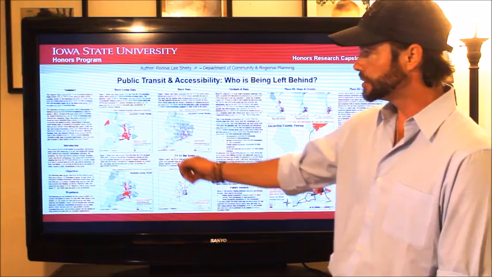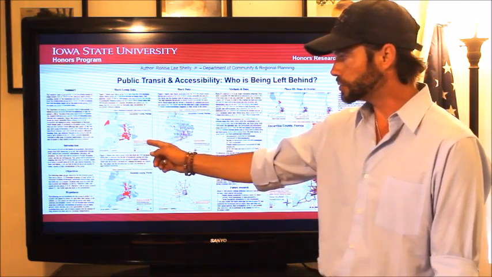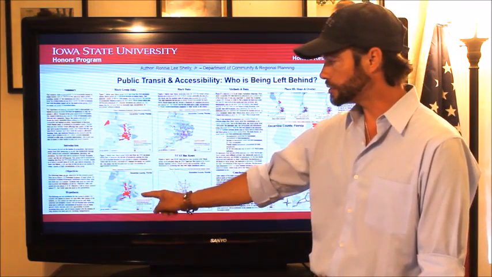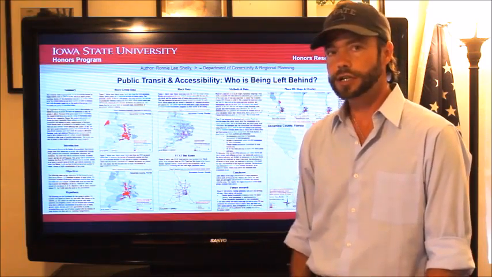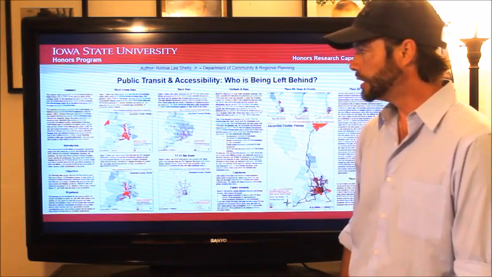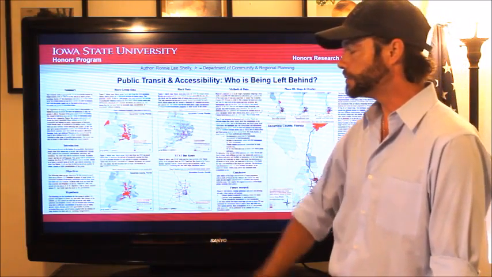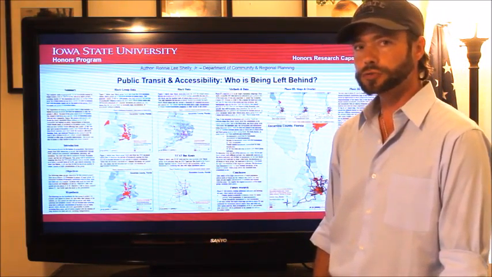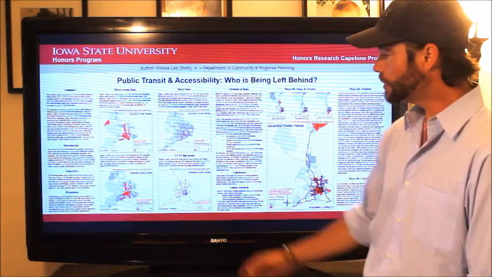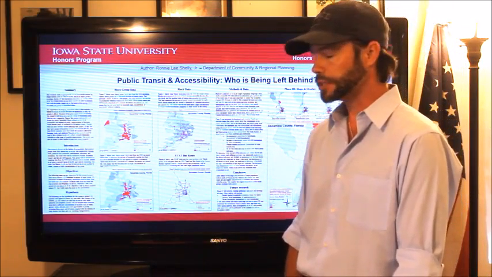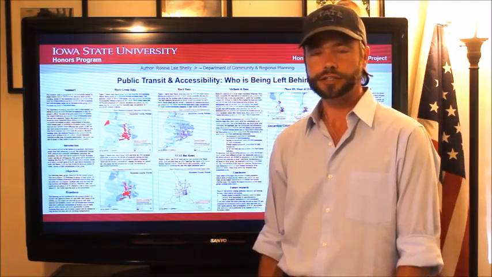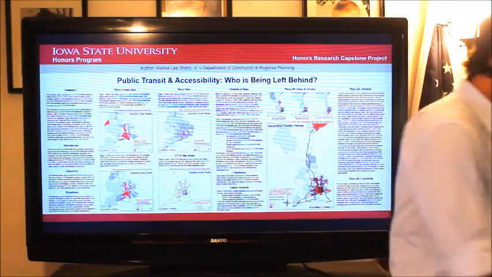The first two maps, the distribution of households with no vehicle access, and the second map, distribution of houses under 20,000, were in block groups. The data for the third map for female-headed households was in blocks. The fourth map is the current bus system for the Escambia County Area Transit of Northwest Florida.